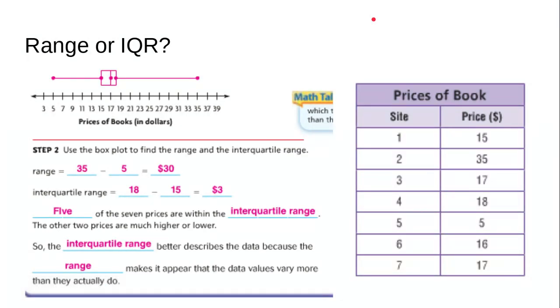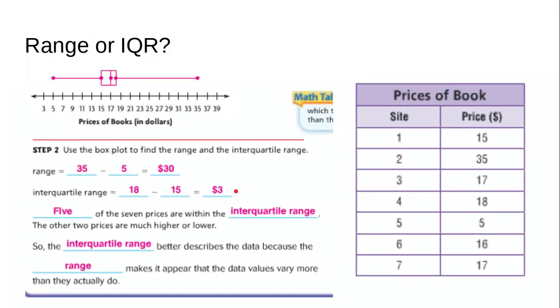Interquartile range you can only find after you order your data and find the upper and lower quartiles. You subtract the upper and lower quartiles, which is the two edges of your box. So this number 18 and this number 15. 18 minus 15 is 3. So your IQR is 3.